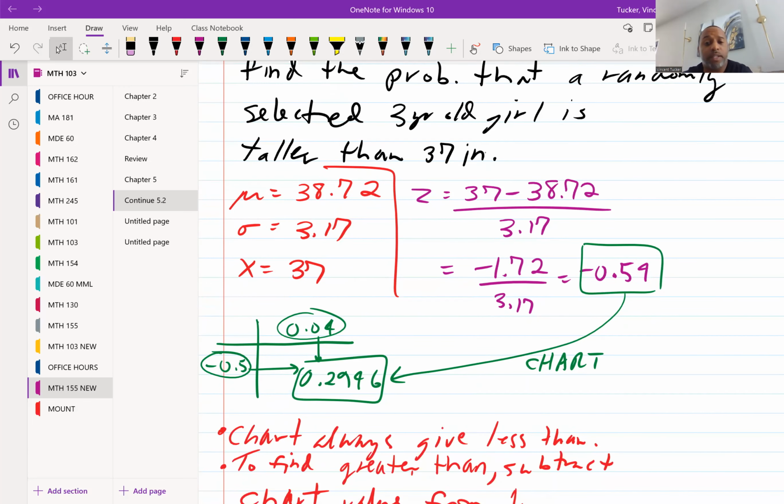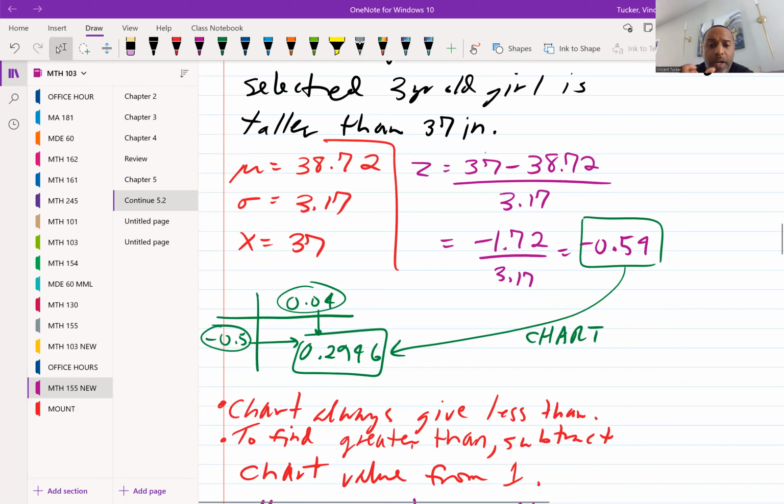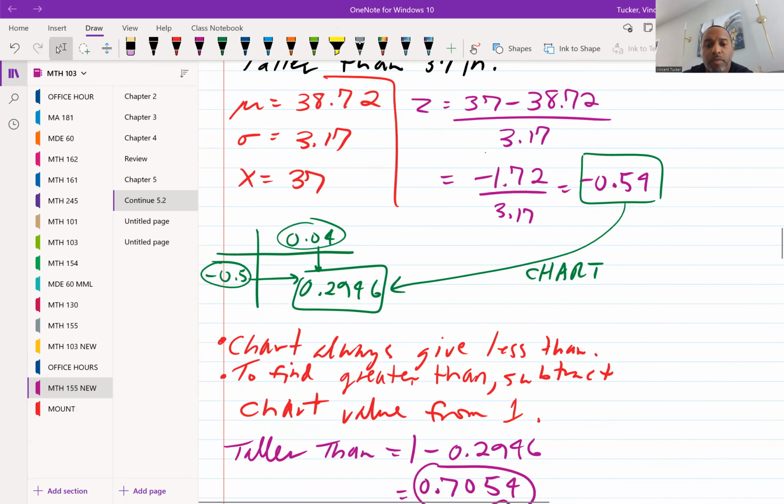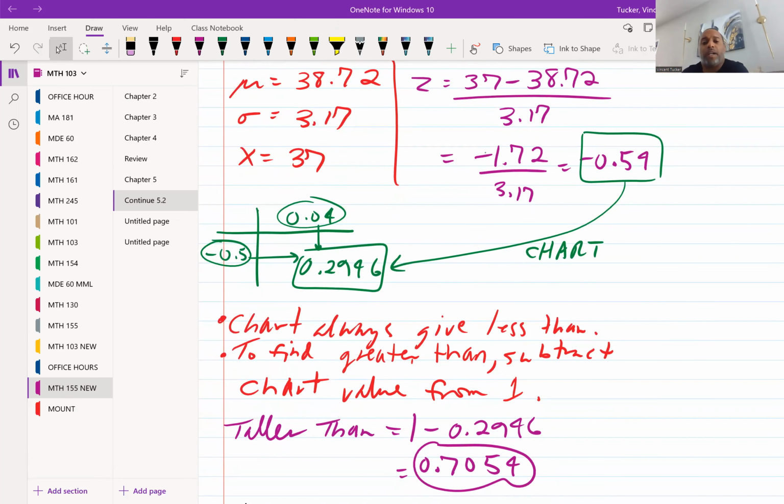So the chart always gives less than. We already talked about that. So to find greater than, we want to subtract the chart value from 1. So we want to find taller than, we do 1 minus 0.2946, which is 0.7054.